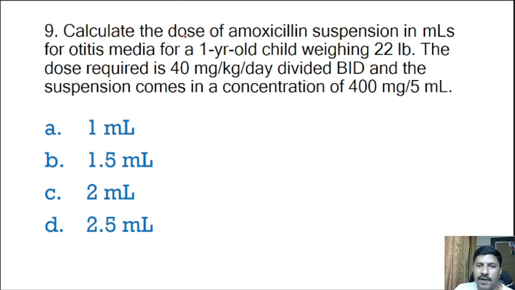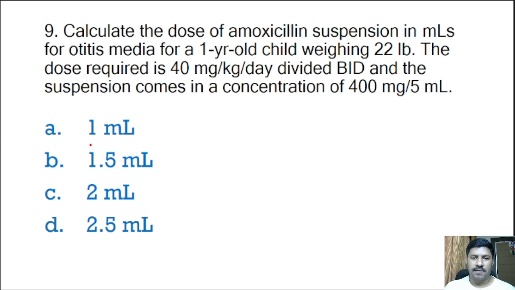Next question. Calculate the dose of amoxicillin suspension in milliliters for otitis media for a 1-year-old child weighing 22 pounds. The dose required is 40 milligram per kilogram per day divided BD, and the suspension comes in a concentration of 400 milligram per 5 ml. Here the available dose is 400 milligram per 5 ml. First we need to find the daily dose, then we can apply the formula.